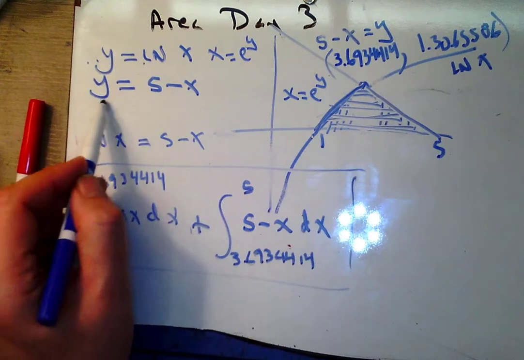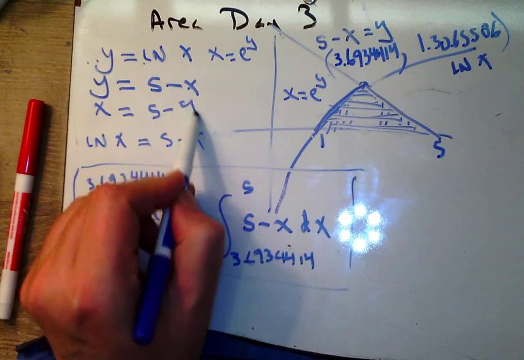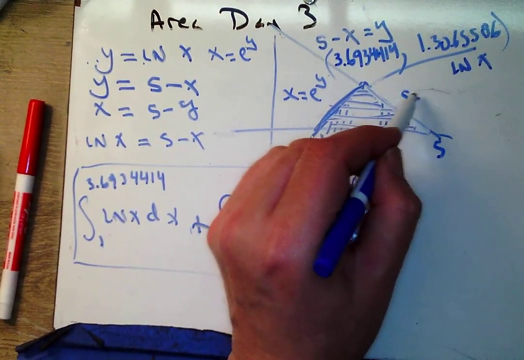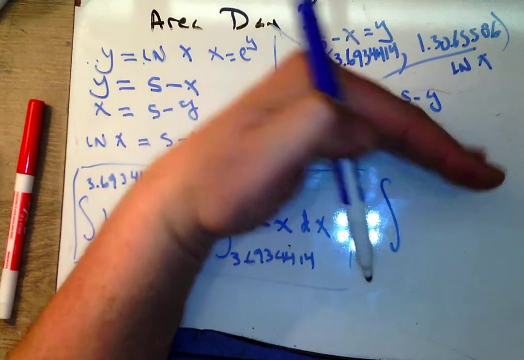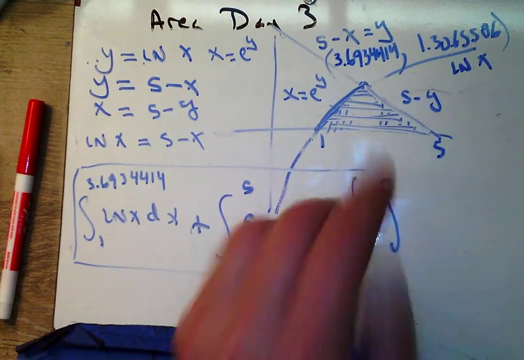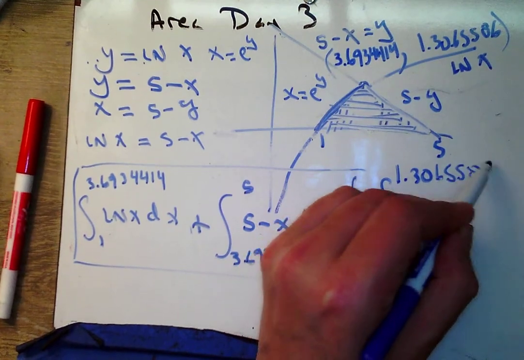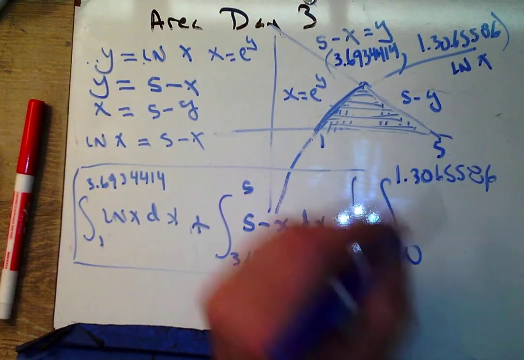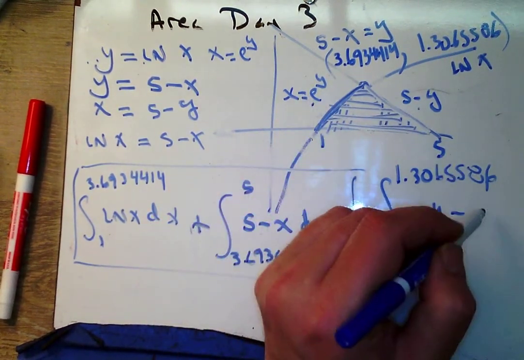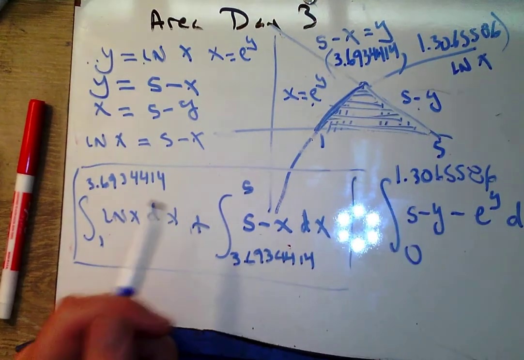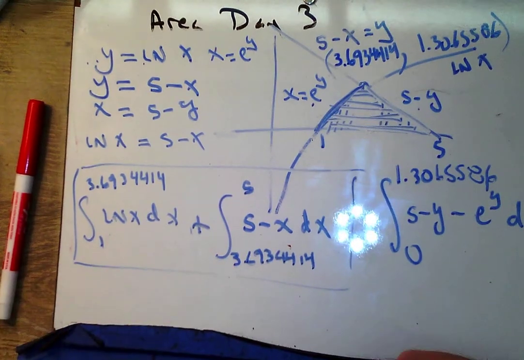And this one over here, when I add x to both sides and subtract y, I get x equals 5 minus y. And this one is always 5 minus y. So my integral, which goes from here to here, those are y values. So I want 1.3065586. And I'm going from 0, my right function, 5 minus y, minus my left, e to the y dy. Okay, so as one integral or as two, either way, should get the same values.